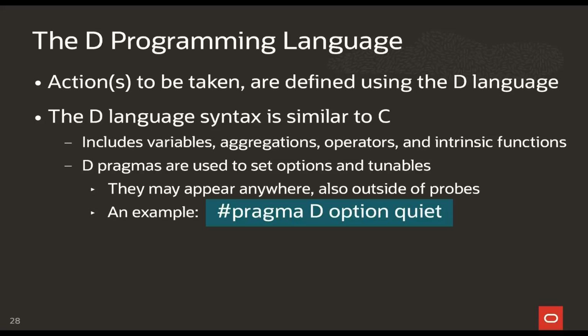You can also set options and tunables through pragmas, dpragmas. You can put them any way you like, and here's an example. It's actually my favorite example. It's pragma D option quiet. That will silence DTrace itself. Otherwise, DTrace will produce some output, and in general, I don't like to see that. I want to control the output. I sort of silence DTrace so it won't show me those messages.